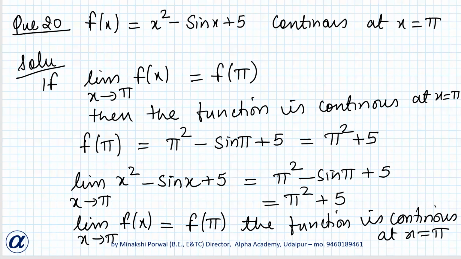We can think this way also. x² is continuous at all the points, it is a polynomial function. Sin x is also continuous at all the points. And 5 is a constant, it is also continuous. So the sum of all these will also be continuous. By seeing the question only, we can say that it is continuous at all the points, and we have to check it only at x = π.